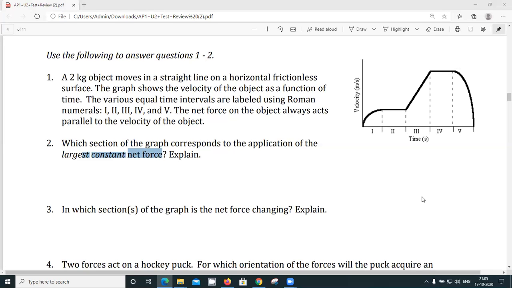Yeah, it's right. What is the reason? Acceleration is proportional to F net. So the steepest slope means the largest F net, and the constant acceleration means constant F net. So the steepest straight segment is the answer. Yeah, because here the slope is more.